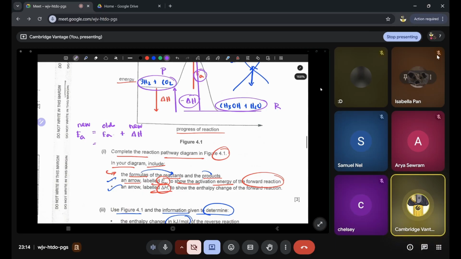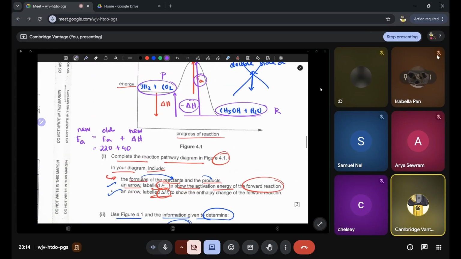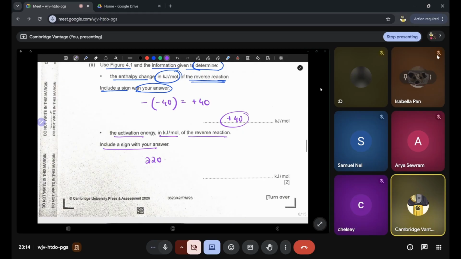Okay, so the old activation energy was 220 kilojoule per mole, and the new enthalpy change we just found in the previous question is 40. So 220 plus 40, so the new activation energy is just plus 260 kilojoule per mole.